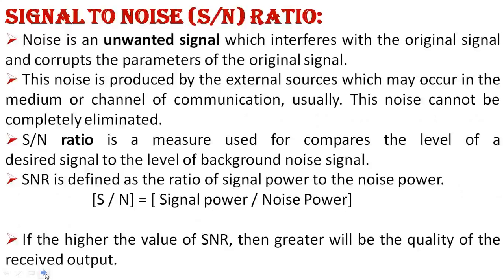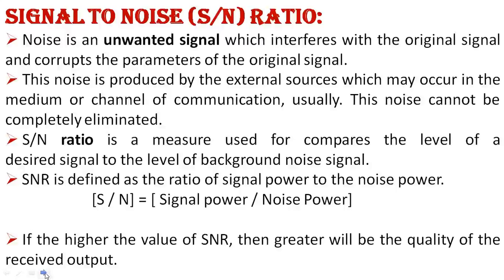Now, next concept is the signal to noise ratio. Noise is unwanted signal which interferes with the original signal and corrupts the parameters of the original signal. This noise is produced by an external source which may occur in the medium or channel of communication. Usually this noise cannot be completely eliminated.